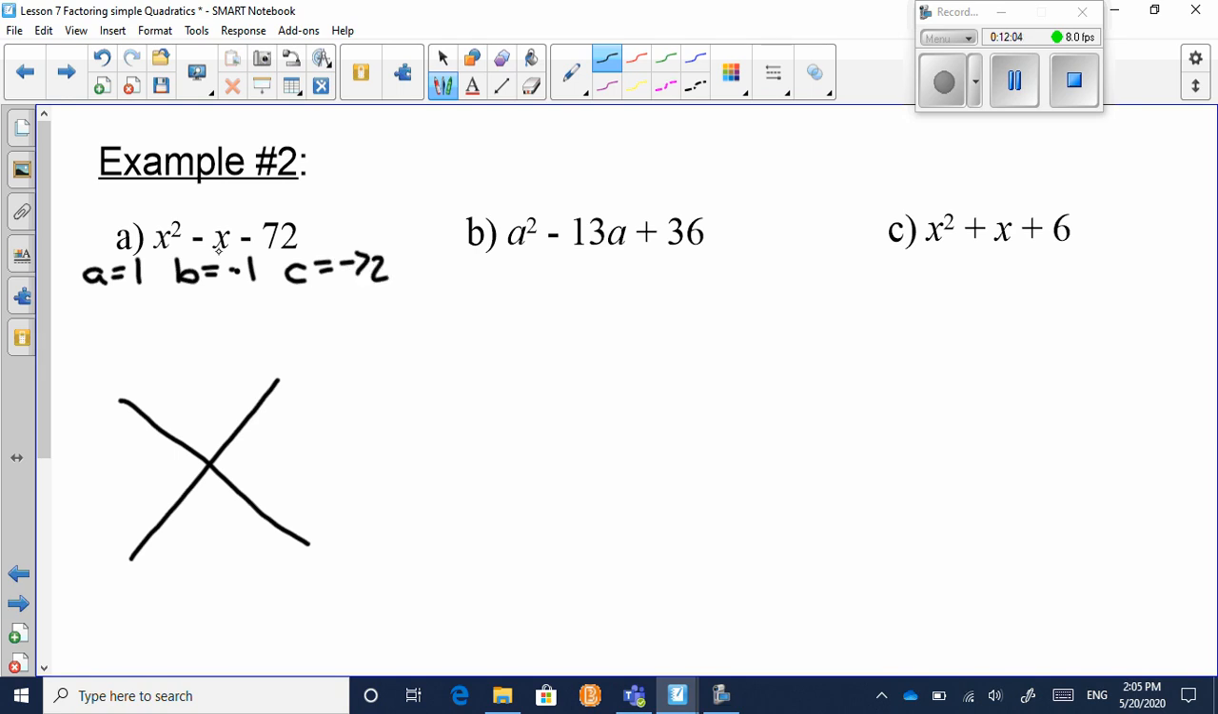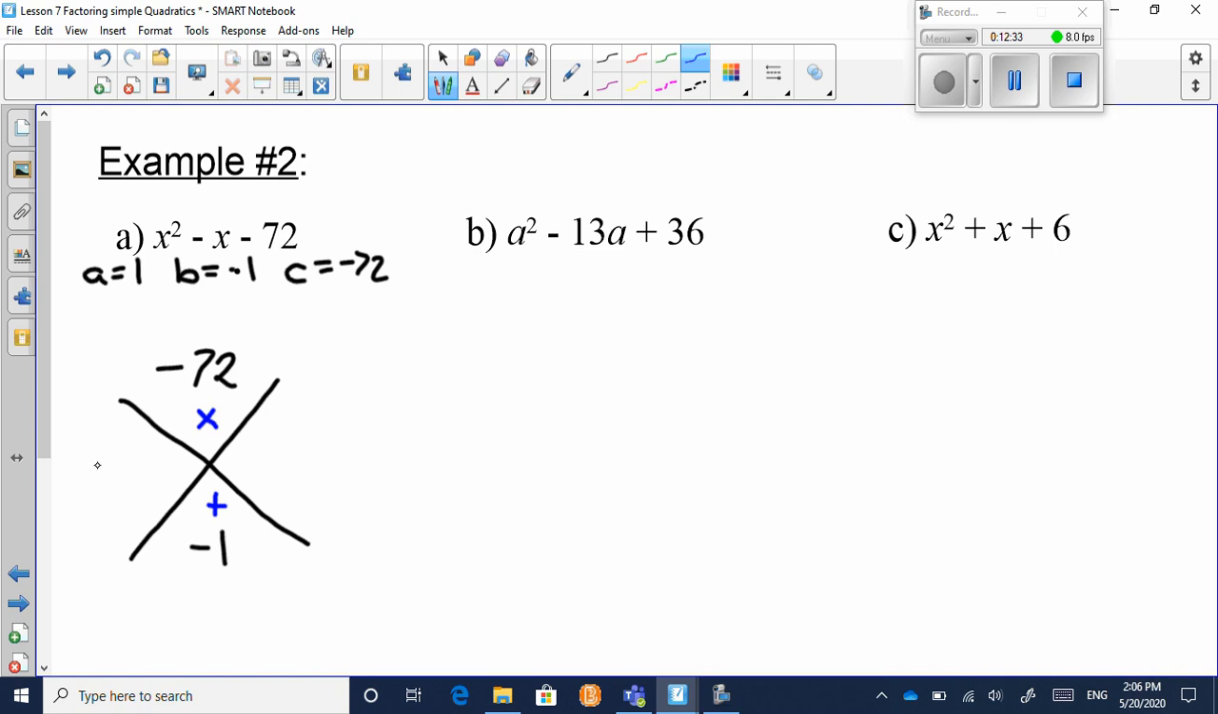So A times C is negative 72. That's what I put in the top of the X box. In the bottom of the X box, I put negative 1. All right, so I'm looking for two numbers that multiply to negative 72 and add to negative 1. One thing right off the bat is that in order to multiply to negative 72, it has to be a positive and a negative number. I just want to emphasize that.